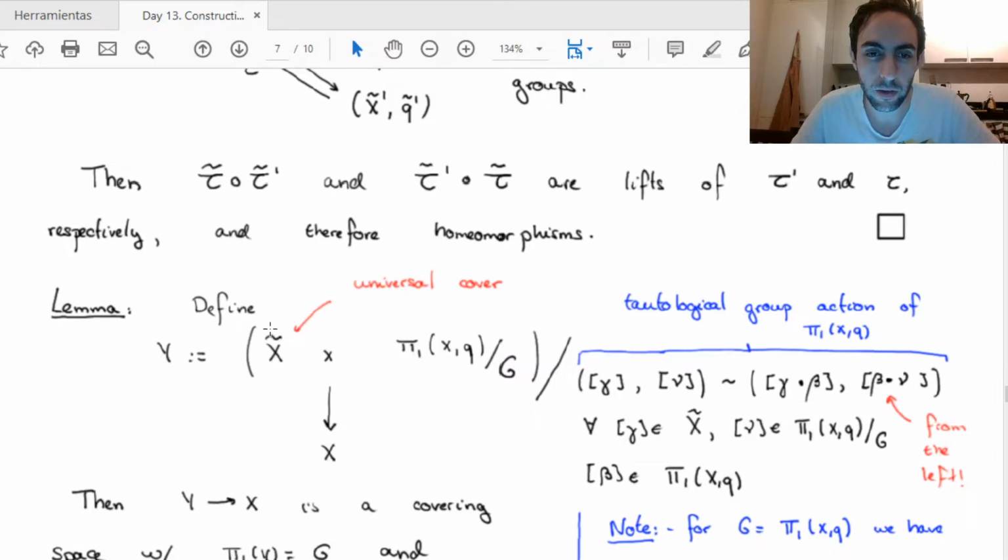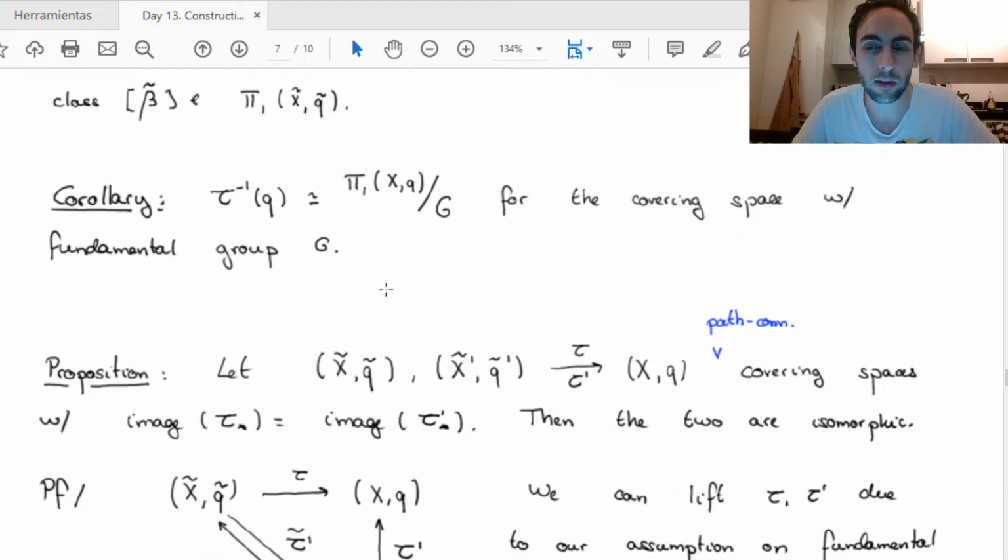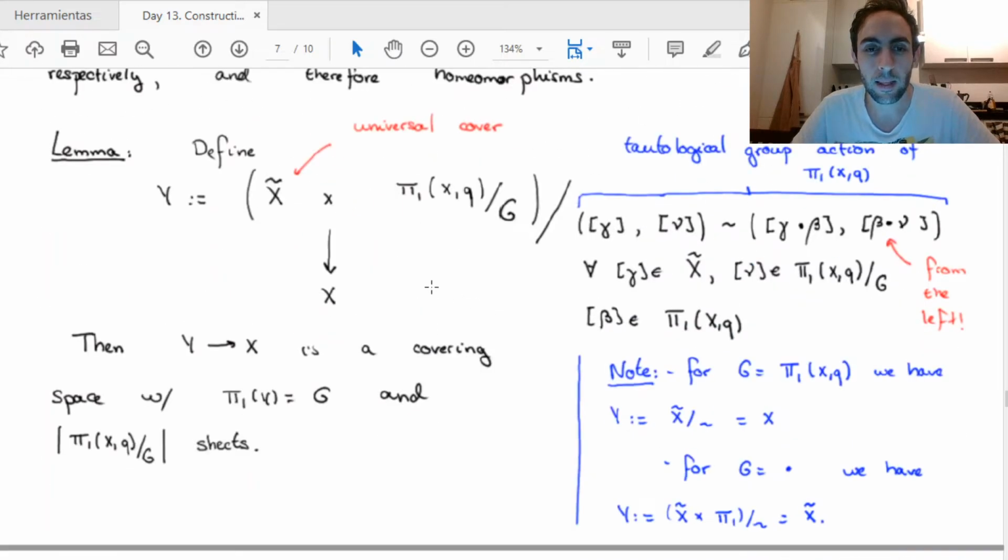So you take your universal cover. This is simply connected and so on. And you multiply by what you want your fiber to be, right? So we've said that we want the fiber of the covering space with fundamental group G to be exactly this coset space. So you take your universal cover, you multiply by what the fiber is going to be, and you then quotient out by the full fundamental group. Okay.